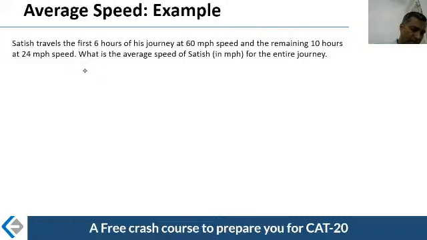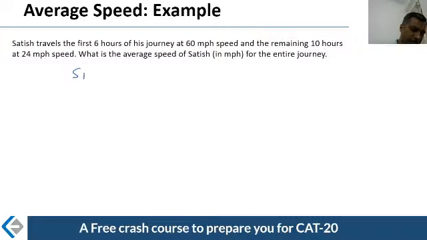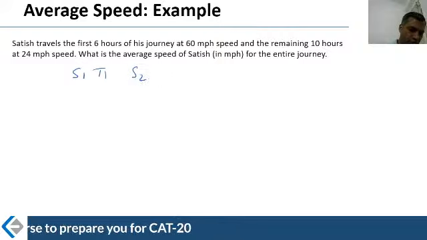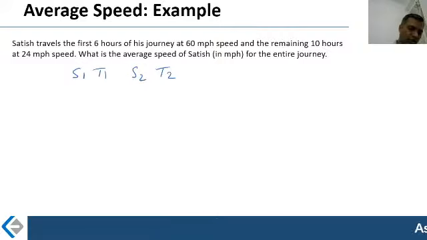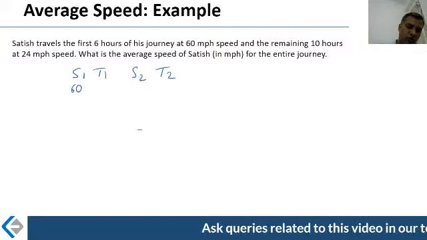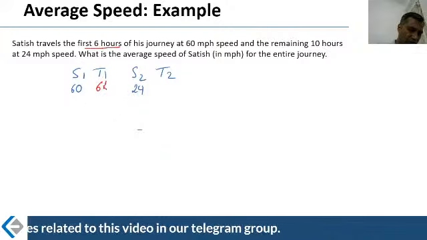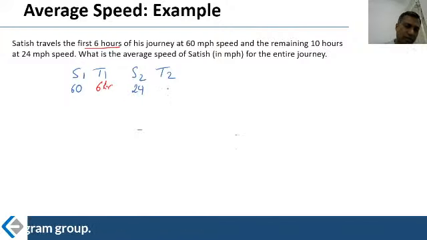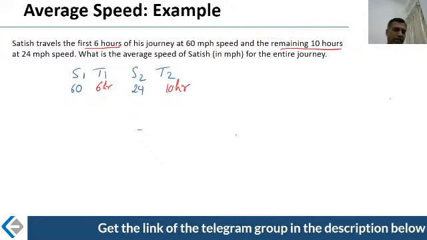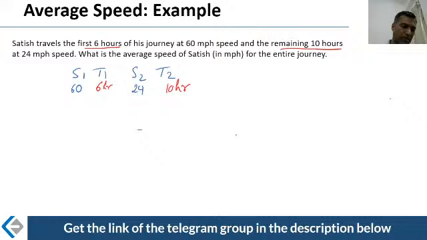Now listen to me carefully, friends. There is S1 and T1, and there is S2 and T2. Those numbers are given. What is S1 here? The absolute value, 60 miles per hour. Don't change it. What is S2? S2 is 24 miles per hour. But what about the times? The first part of the journey is the first 6 hours, therefore 6 hours. The second part is the remaining 10 hours, which means he traveled 10 hours at the different second speed.